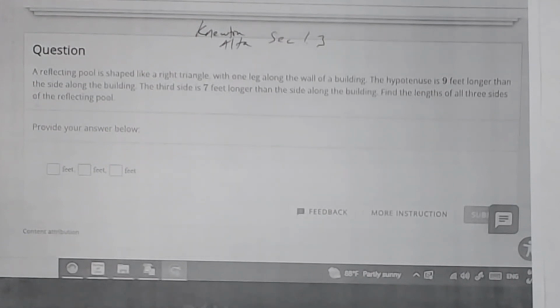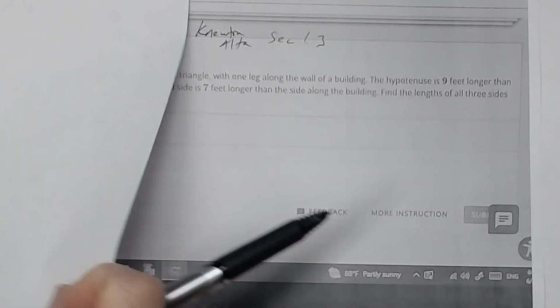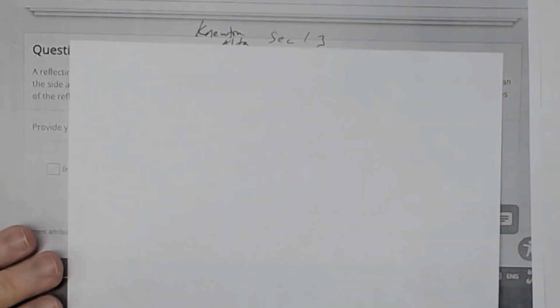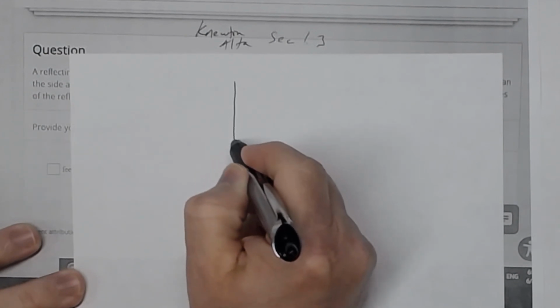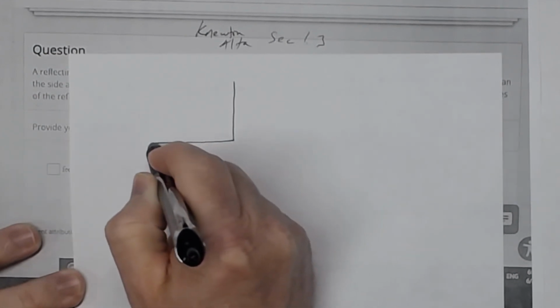So when you Google reflection pool, this is what shows up. These are examples of reflection pools right here. Just think about being by a pool and you can see your reflection, right? But this one is just saying that it's in the shape of a right triangle, meaning that you have a reflection pool that is the shape of a right triangle, looking something like this.